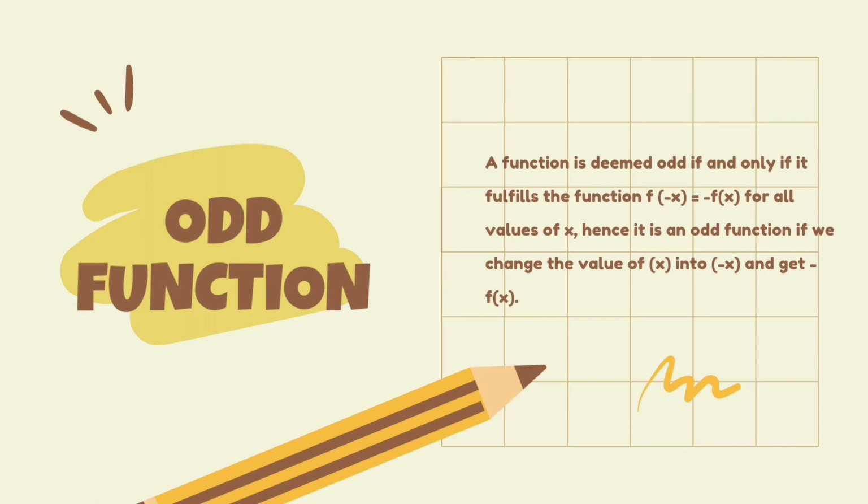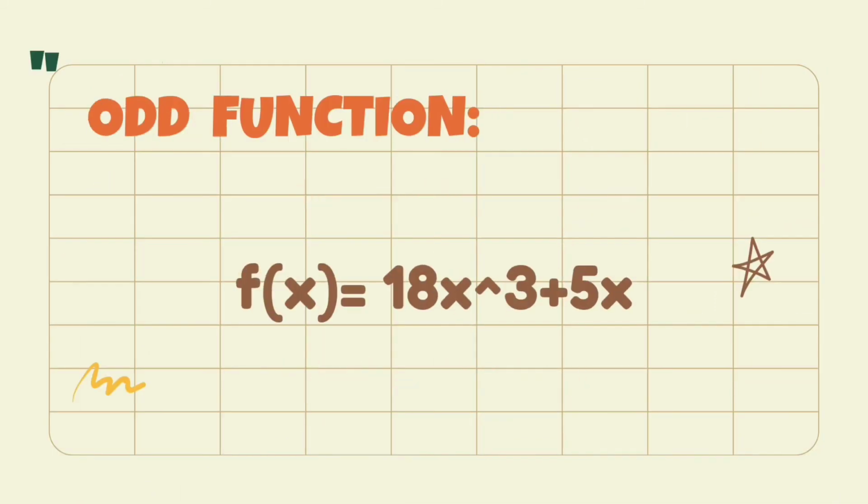Odd function. A function is deemed to be odd if and only if it fulfills the condition that f of negative x is equal to negative f of x for all values of x. Hence, it is an odd function if we change the value of x into negative x and get negative f of x. Okay, so for example, we have f of x equals 18x cubed plus 5x.